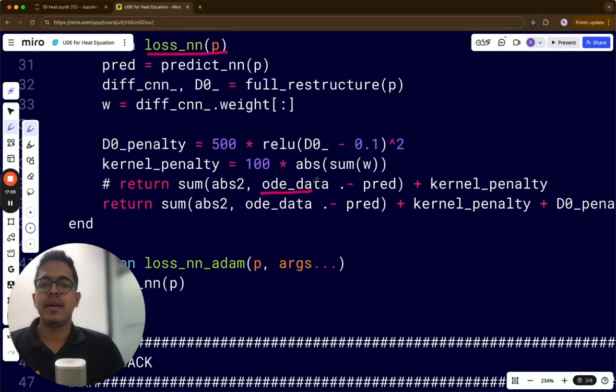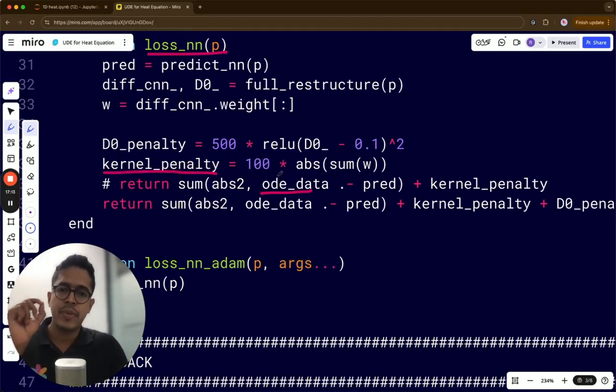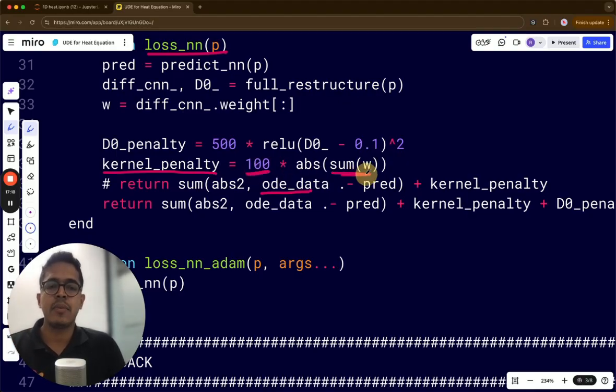Then you have a kernel penalty added. So kernel penalty is the penalty due to the weights sum not being exactly 0. So we are multiplying that by 100. So we check if the absolute value of the sum of the weights is 0 or not.